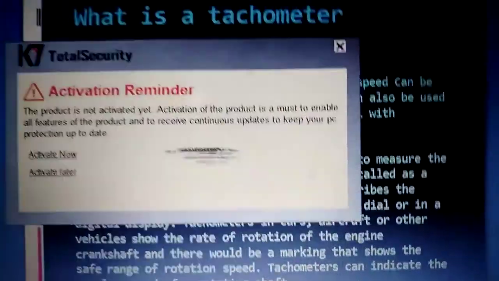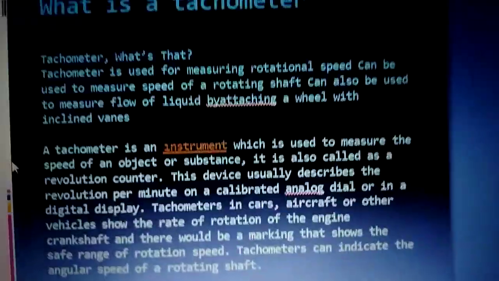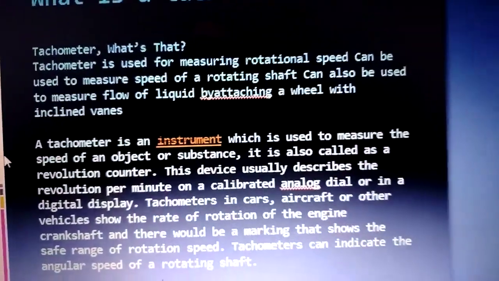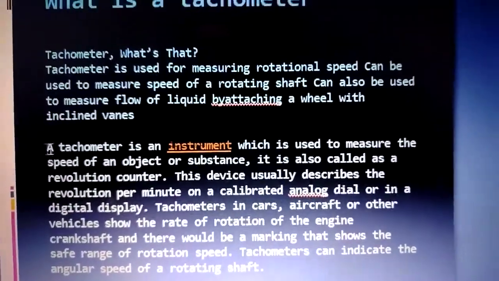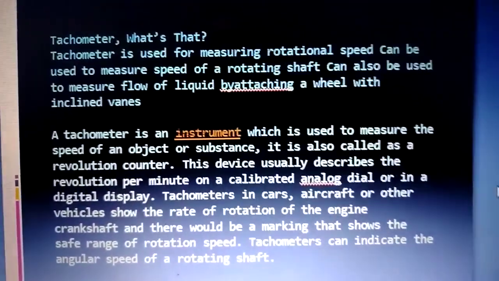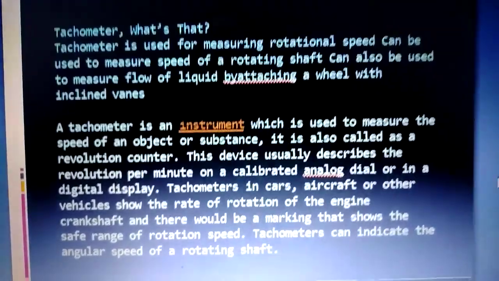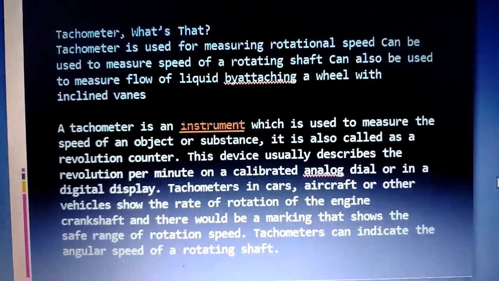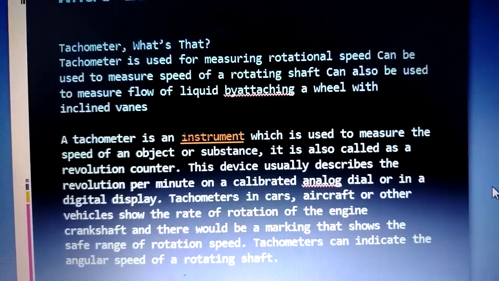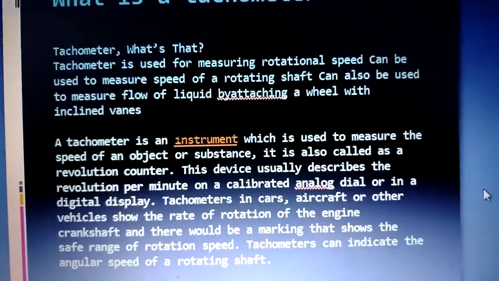A tachometer is a transducer. It is one of the important devices for measuring angular speeds. A tachometer is an instrument which is used to measure the speed of an object or a substance. It is also called a revolution counter. This device usually describes the revolutions per minute (RPM). It is calibrated on an analog scale or digital scale.